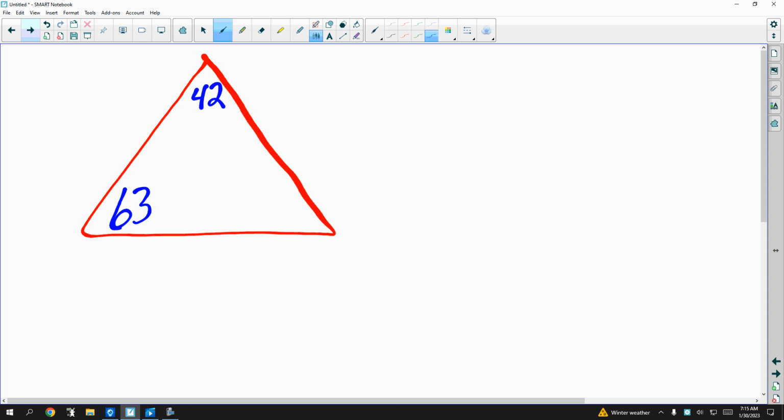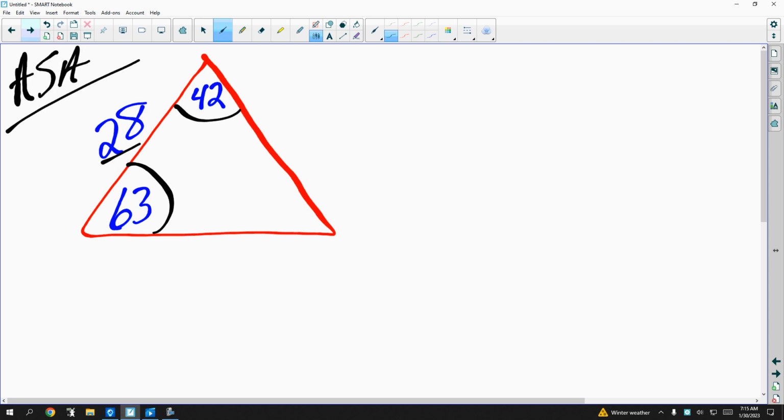63, and we're going to call this side 28. There we go. And so this would be an angle, side, angle. Angle, side, angle type problem. Okay? And so, and I did an X. So we're going to call this X.